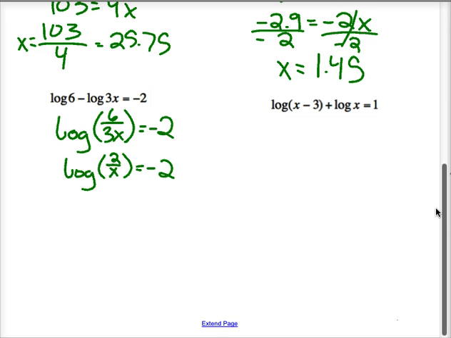So, I want you to notice, when you don't see a base, remember it's base 10. And now I'm going to use Mr. Loopy. 10 to the negative 2 equals 2 over x.